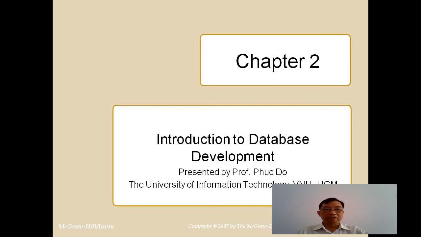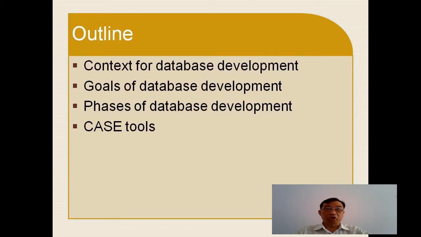I will go through the outline of this chapter. The first topic is the context for database development. I will show you information system development and the graphical model. The goals of database development are very broad, but we will show you some guidelines of design results. And what are the phases of database development? You have many phases. You will study the waterfall model, and you will see the inputs and the outputs of each phase. The last topic is the case study.